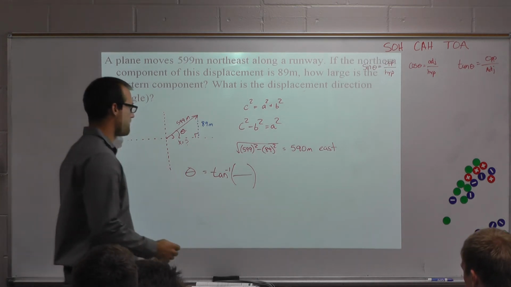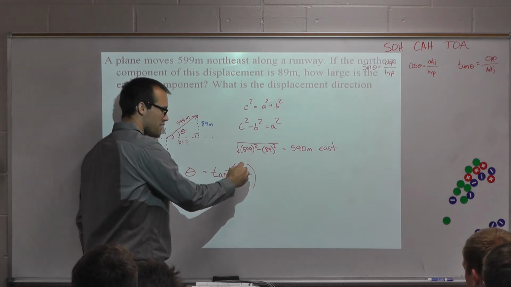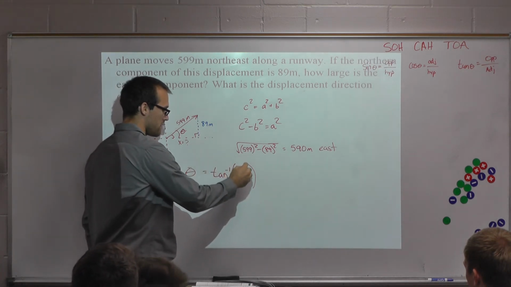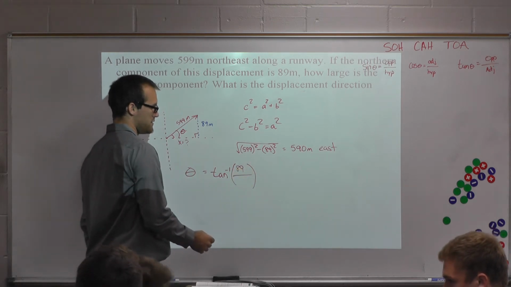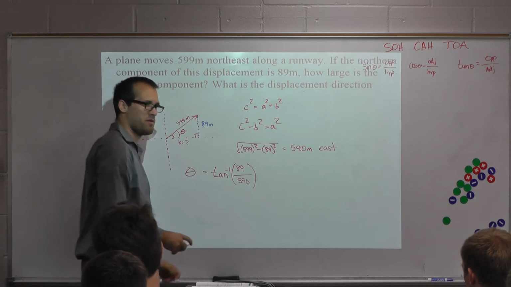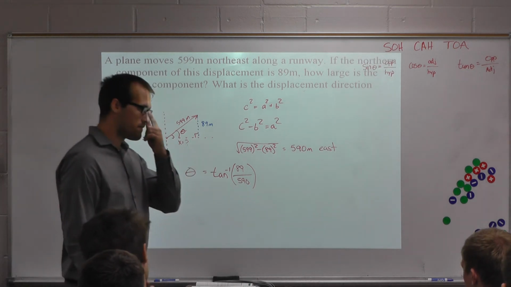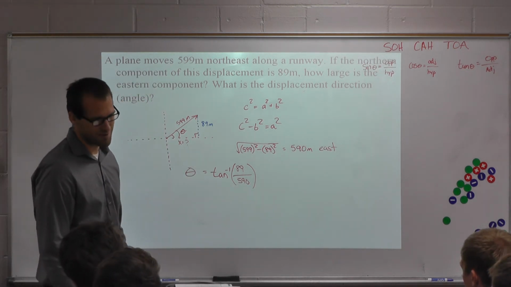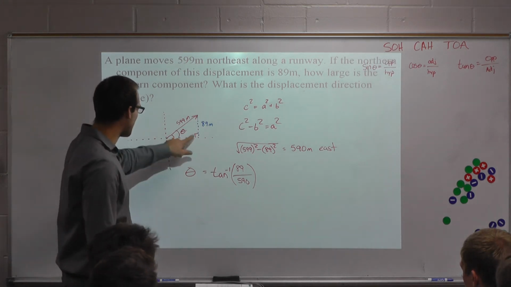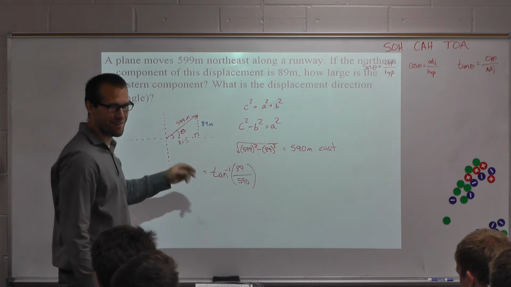So what's my opposite? Inverse tangent of 89 over 599. It looks like this angle is going to be really small. It depends on which side you're referring to. It's really small if it's this angle, and really big if it's that angle.